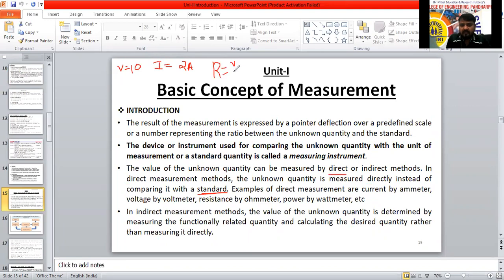V by I formula, we know that. V by I equal to 10 by 2 equal to 5. But suppose I make one mistake in the calculation. Instead of writing 5, I write 4 here. Then how will I identify whether it is correct or wrong? By calculation itself, we can't tell. I made it wrong. So in the indirect method, I have to compare with the standard value. How can we compare with the standard value?